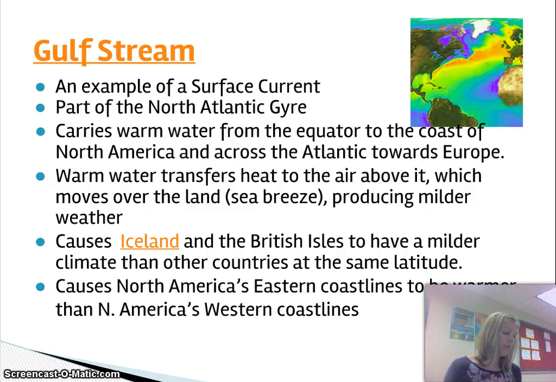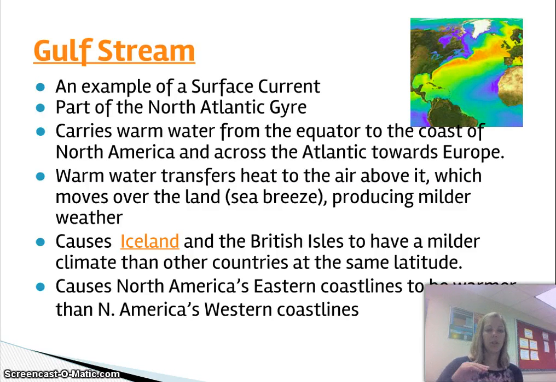All right, we're moving on. Gulf Stream is a major example of a surface current. It's one of the strongest surface currents. It has a major effect on global weather, especially in places near the Atlantic Ocean, which covers a lot of area of land. It is also one of the surface currents that is in the North Atlantic Gyre. And again, we're going to talk more about this.